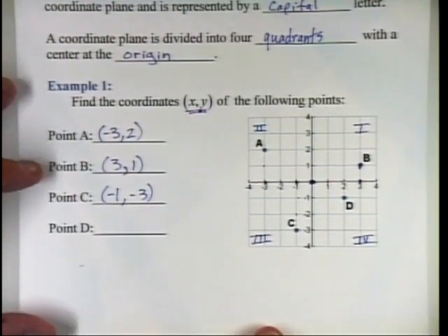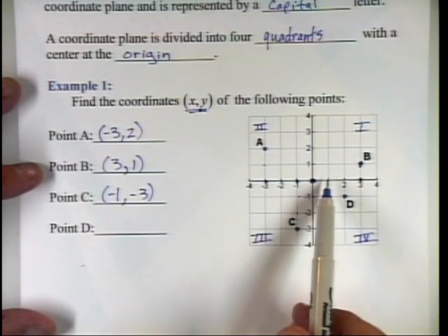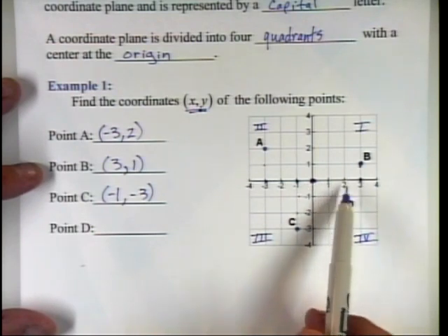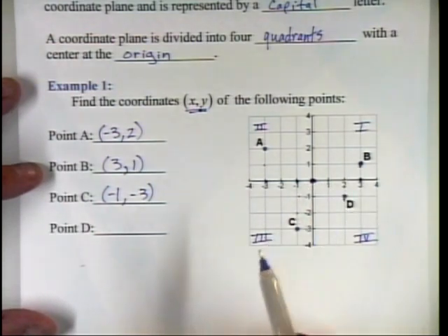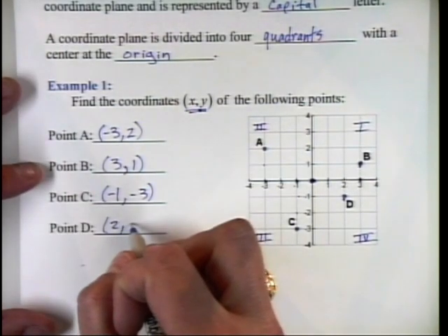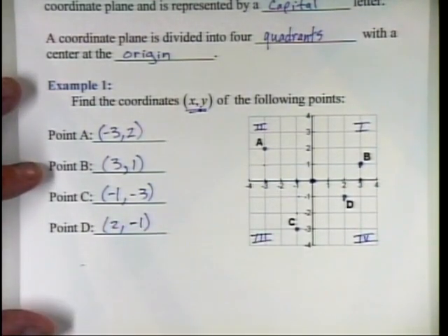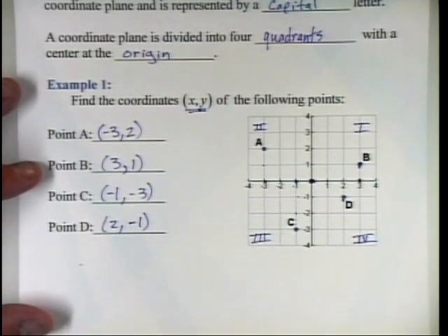And finally, D, maybe that's the food court. We're getting hungry. We are here. We have to go right 2 units and then down 1 unit to get to D. So right is positive. That's plus. Down is negative. That is -1. So the food court, or in this case point D, lies at the ordered pair 2, -1.